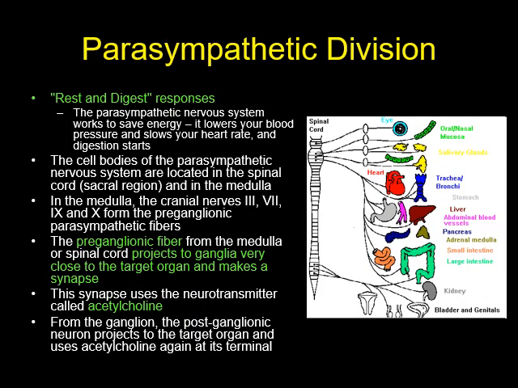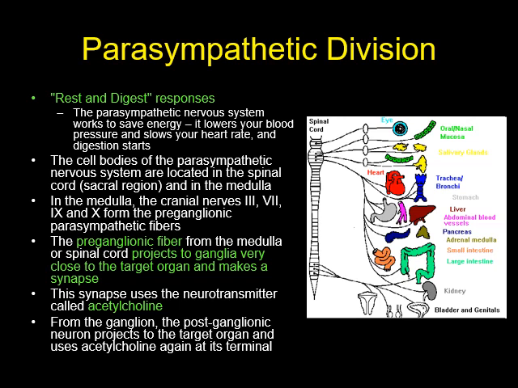The parasympathetic division of the autonomic nervous system controls what are known as the rest and digest responses, or feed and breed responses. The parasympathetic nervous system works to conserve energy. It lowers your blood pressure and slows your heart rate, and allows for steady, slow digestion to start and occur. The cell bodies of the parasympathetic neurons are located in the spinal cord, the sacral region, low, and then up in the medulla of the brainstem.